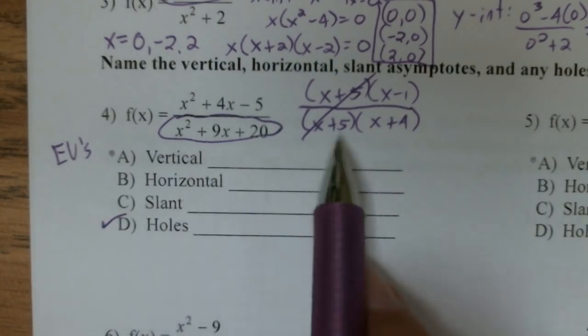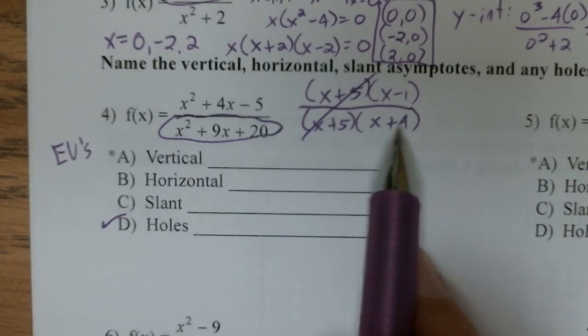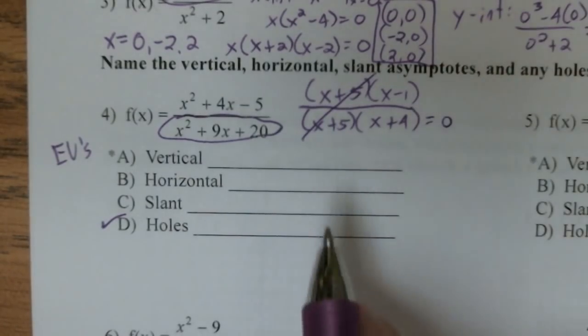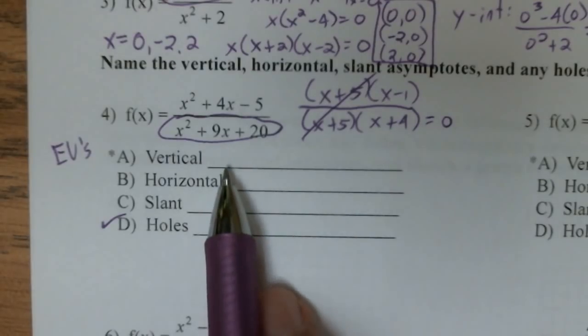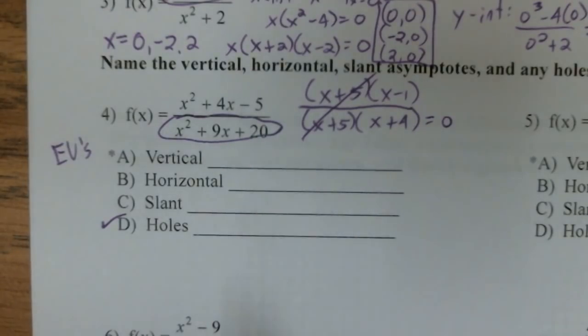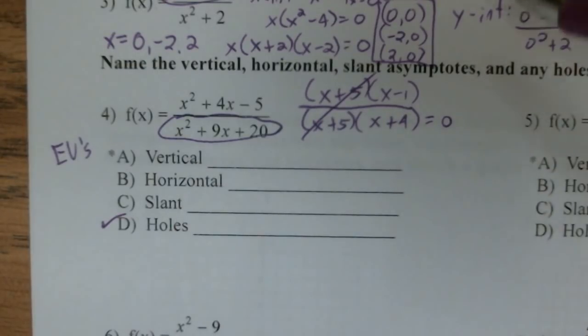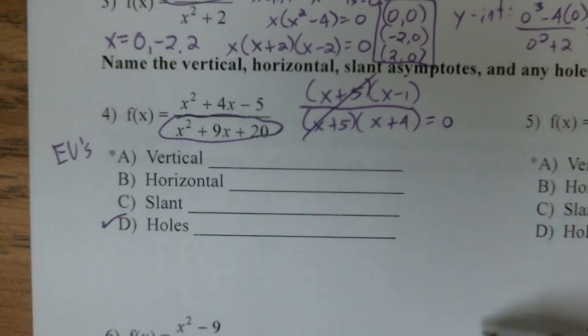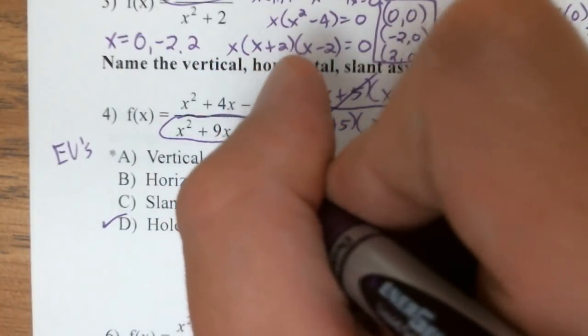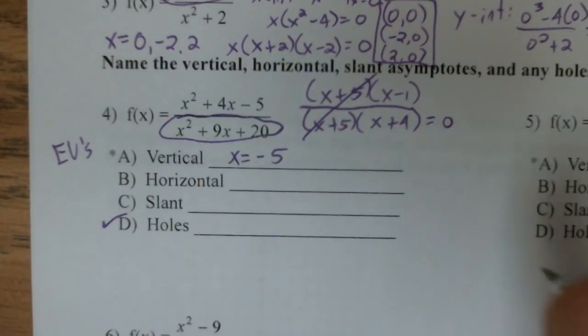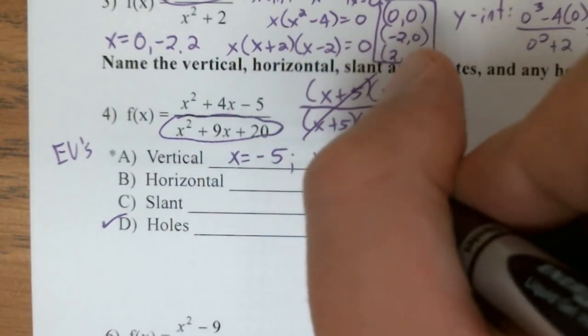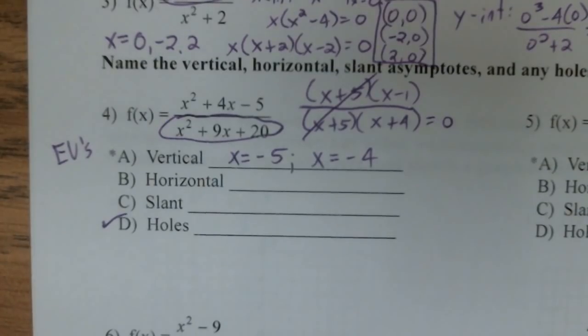Okay, so your vertical asymptotes are where the denominator is 0. So I just need to flip these signs because remember we're setting this equal to 0. So flip that sign and flip that sign. If you guys write negative 5 and negative 4, I will have to crumple your paper up. Okay, remember a vertical asymptote is the equation of a line. It's some imaginary vertical line that our graph approaches, it never touches. So it's an actual line. So it's x equals negative 5, and I'll put a little colon, and x equals negative 4, okay?